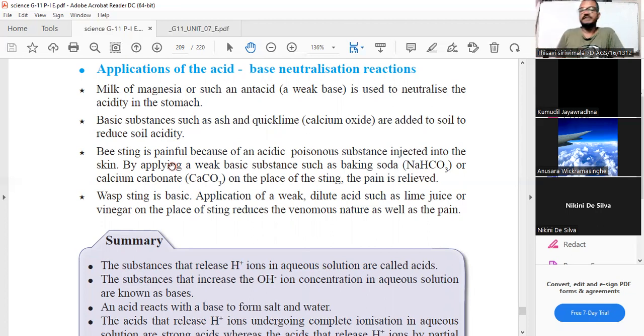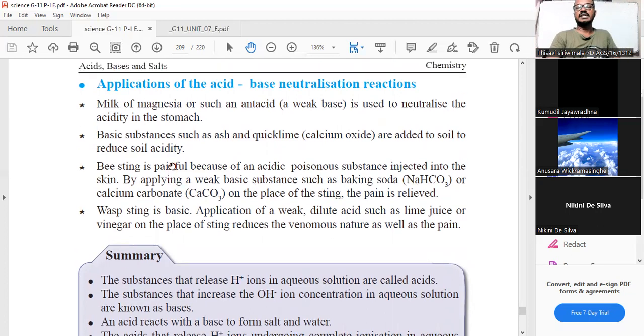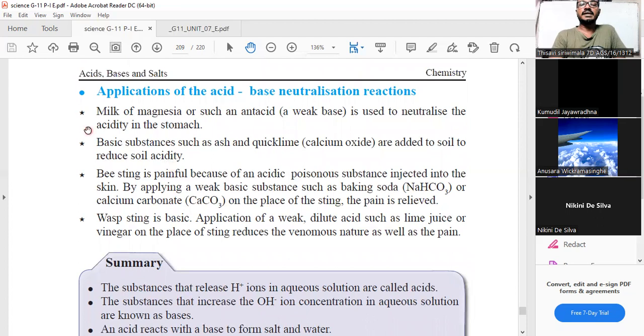So weak base. Then the wasp sting is basic. So after removing the sting, if a weak acid like lime juice is rubbed there, there will be a reduction in the pain. So those are some practical applications of acid-base neutralization reactions. So you can make a small short note for these 4 points in your tute. Make a short note.